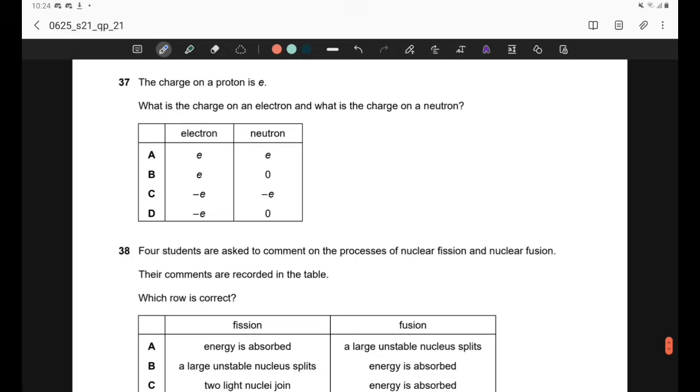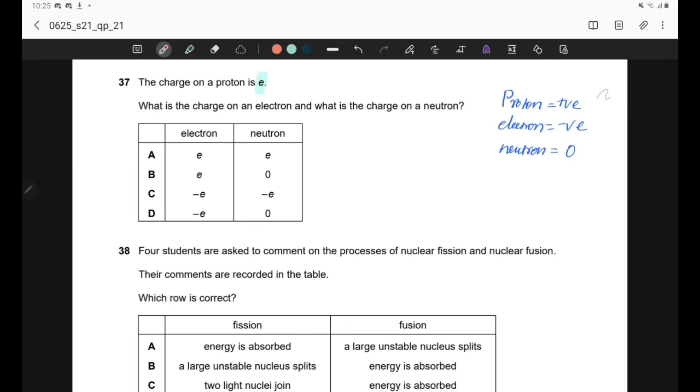Question 37. The charge on a proton is E. What is the charge on an electron and what is the charge on a neutron? So we know that a proton has a positive charge and an electron negative, but a neutron has no charge.